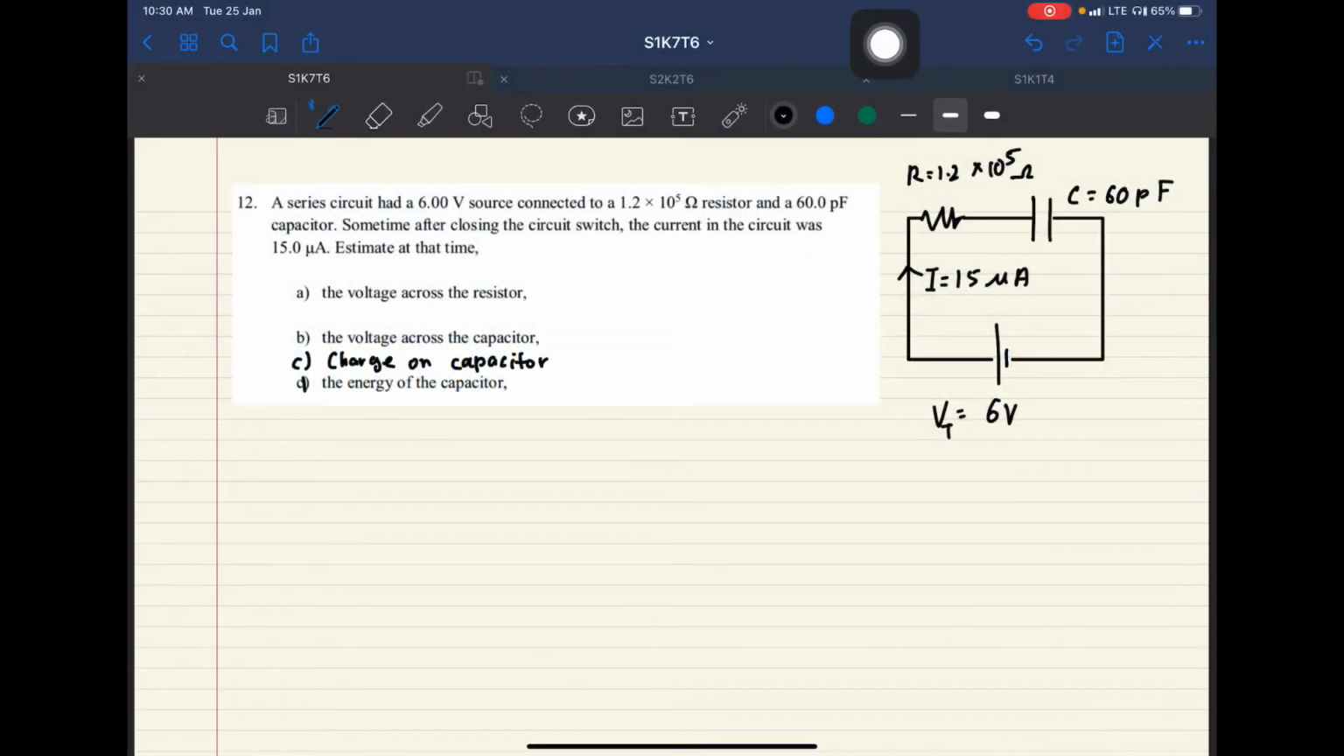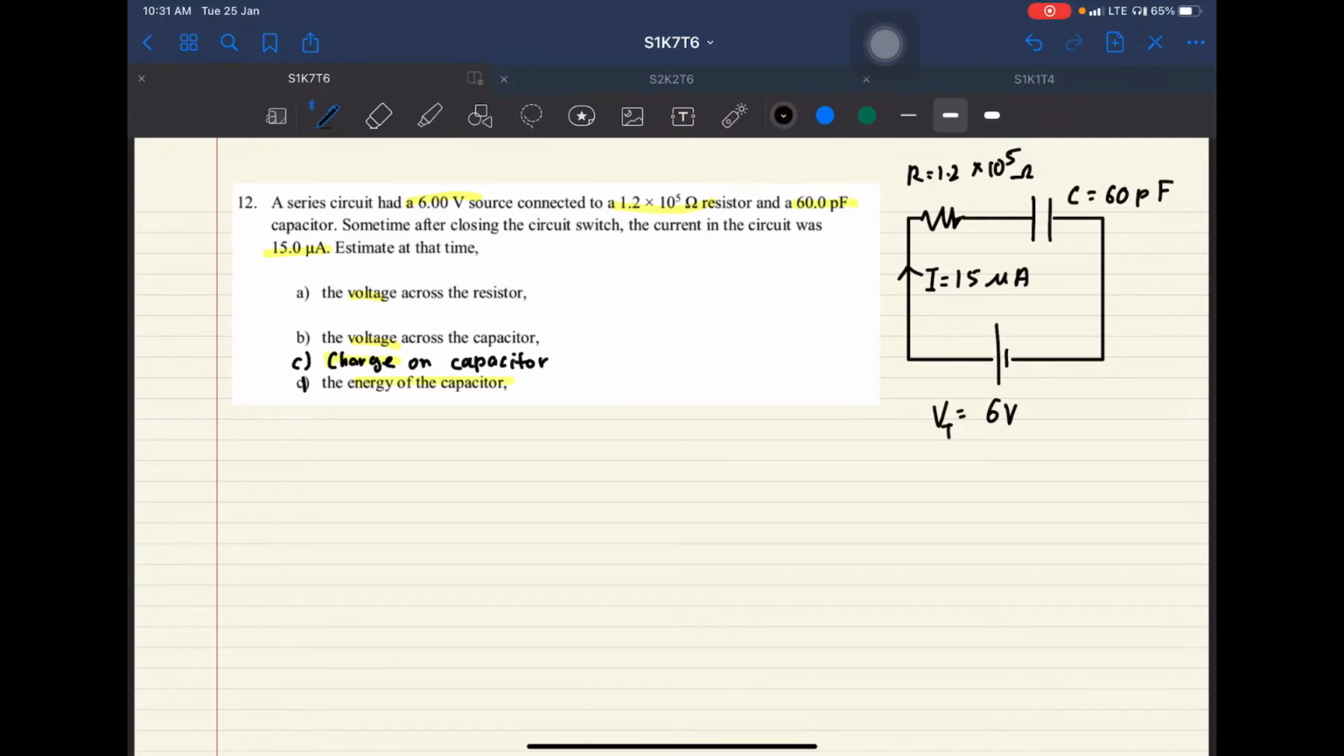Okay, for question 12, a series circuit had a 6 volt source connected to a 1.2 times 10 to the power of 5 ohm resistor, and then a 60 picofarad capacitor, so this one is in series. Sometime after closing the circuit switch, the current in the circuit was 15 microampere. Estimate at that time the voltage across the resistor, voltage across the capacitor, charge on the capacitor, and energy.